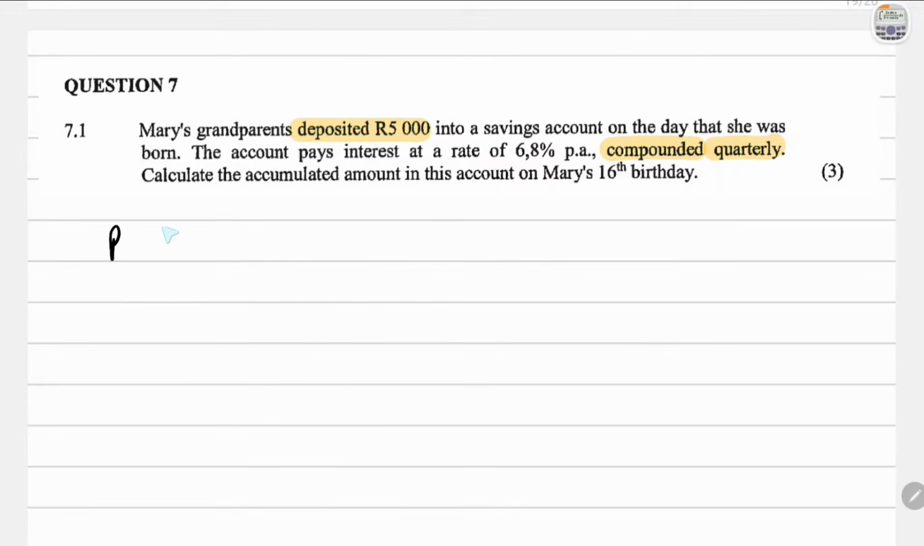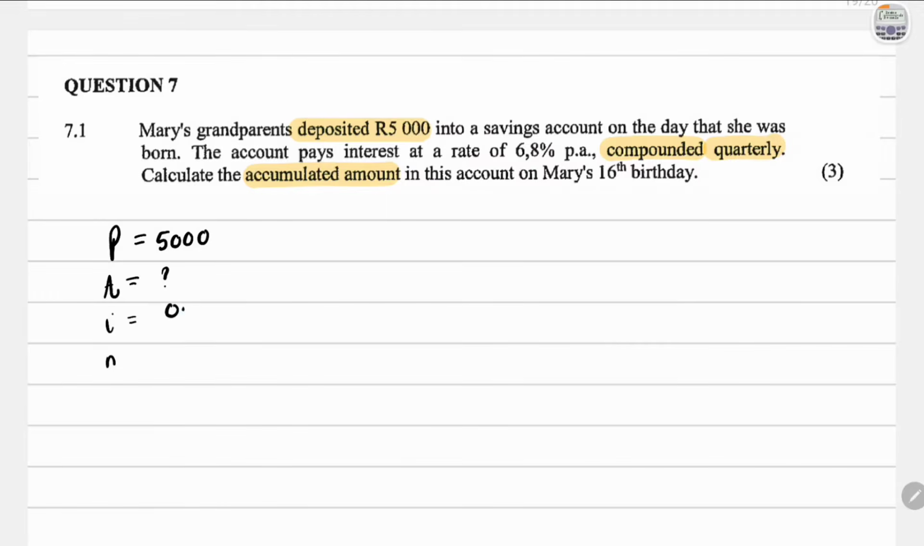So I usually like to write the word PAIN, P-A-I-N, okay, for our values. And the principal amount, the amount you start off with, is the 5,000. That's how much gets deposited. And then the accumulated amount, as you can see, that's actually what we're looking for. Calculate the accumulated amount. So that is unknown. And then the interest. The interest is 0.068 per annum compounded quarterly.